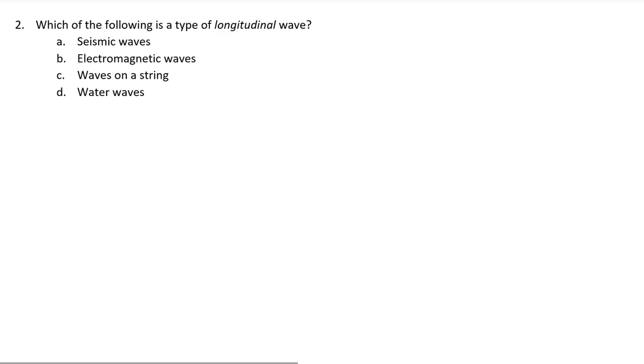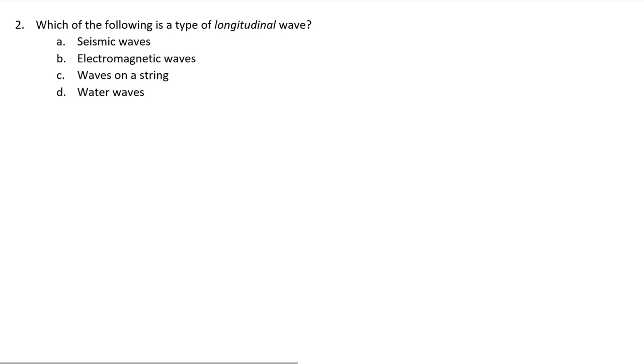This leaves us with option A, seismic waves. Seismic waves are waves created by a disturbance in the Earth's crust, for example by an earthquake. Such waves can in fact be either transverse or longitudinal.